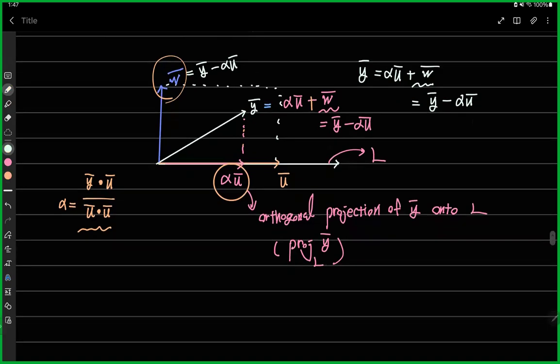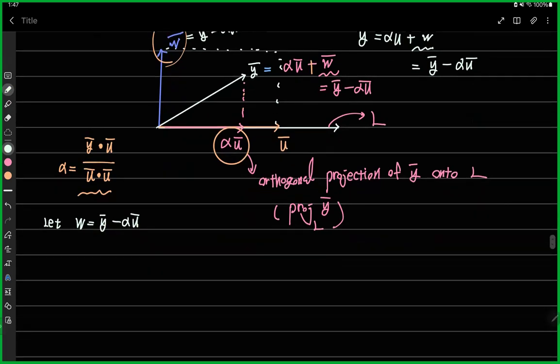Let's say here w was what? This is y minus alpha u, right? Okay, so then the y minus alpha u is orthogonal, that is orthogonal to u, right?